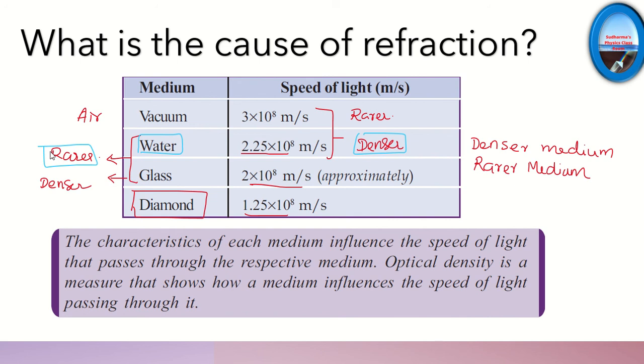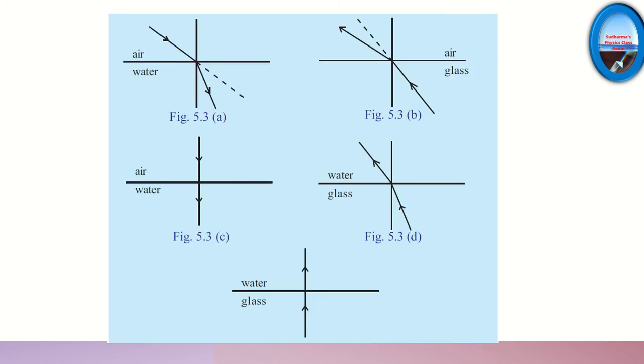So the cause of refraction is the change in speed of light when light enters from one medium to another medium. Now, when we draw the ray diagram, in optics, ray diagrams are very, very important. We have practiced all the ray diagrams for the mirrors. When we draw the diagrams for refraction of light, we have to mark a straight line that represents the interface or the boundary. What is the boundary? The border between these two transparent media.